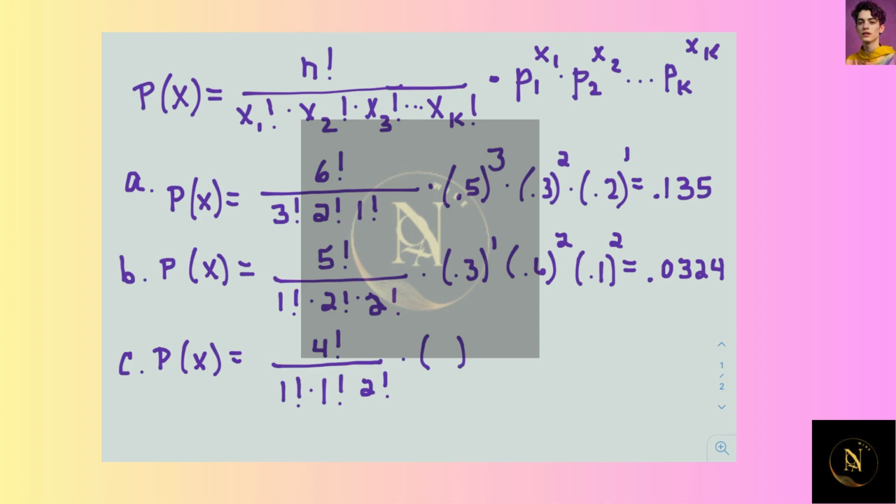And now we multiply it by p1 raised to the x1 power. And p1 was 0.8 raised to the x1 power. p2 was 0.1 raised to the x2 power. And p3 was also 0.1 raised to the x3 power. We would put these into our calculator, and we should get an answer of 0.096.